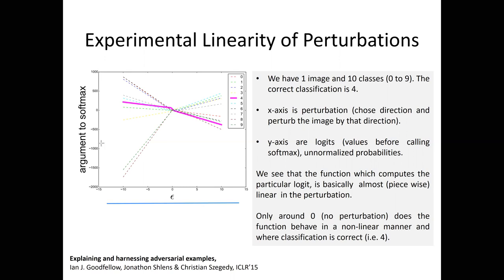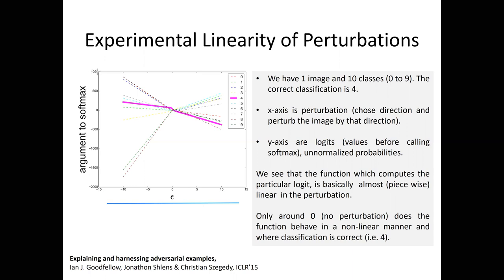And then on the y-axis, we are going to see how the logits of the network change for each of these perturbations of the image of the 4. The logits are the values that you obtain right before you do the softmax.